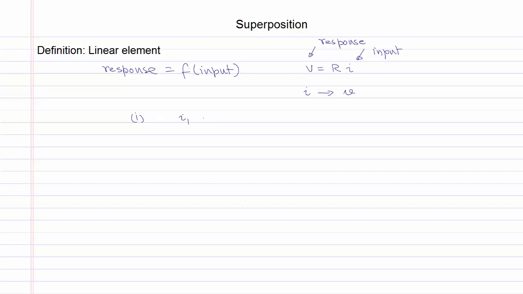If the input I1 produces a response V1 and the input I2 produces the response V2, then the input I1 plus I2 will produce a response V1 plus V2. This property is called superposition.